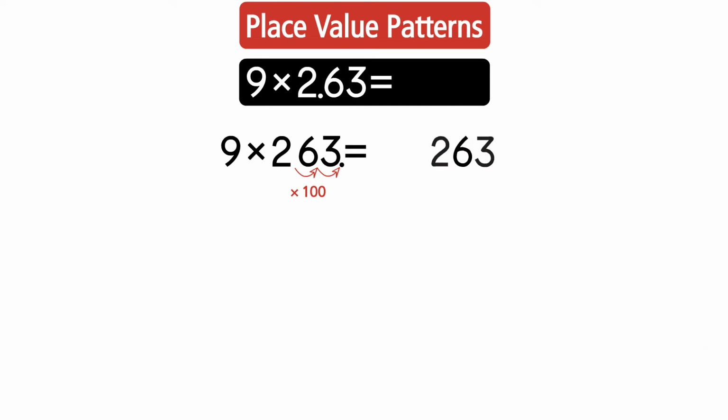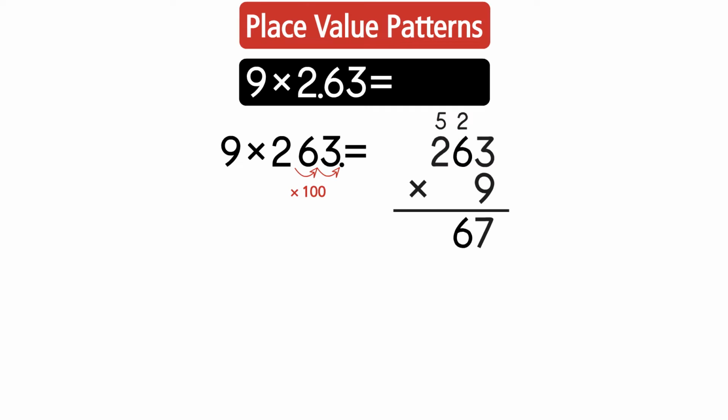Let's stack them to multiply in vertical form. First we multiply 3 times 9. We get 27, but 27 can't fit into the ones column, so we regroup. We put the 7 in the ones column and the 2 above the tens column. Now we multiply 6 times 9. We get 54. We add the 2 on the top to get 56. 56 can't fit into the tens column, so we regroup. We write the 6 in the tens column and the 5 on top of the hundreds column.